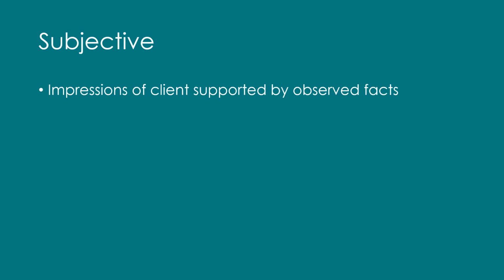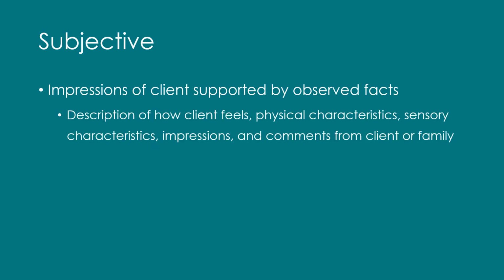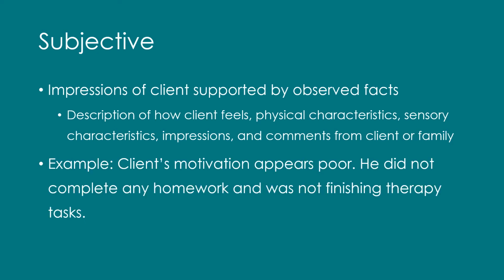The subjective section focuses on your impressions of the client supported by observed facts. This can include a description of how the client feels, physical characteristics, sensory characteristics, impressions, and comments from the client or family. For instance, client's motivation appears poor. He did not complete any homework and was not finishing therapy tasks. Since you directly observed this client's behavior, then you are able to report it in this area. If there is no important information to include here, then it is acceptable to leave it out.